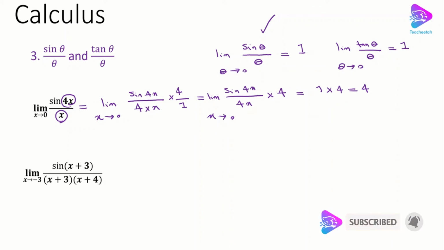Easy. The second problem, which I'm going to put as an assignment for you guys to focus on, is the limit of sine of x plus 3 over x plus 3 times x plus 4 when x is approaching minus 3. So you have to use this property in order to solve this problem. And I will give you the answer in our next lecture.